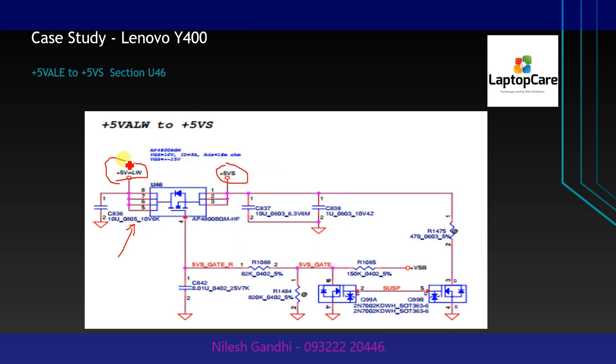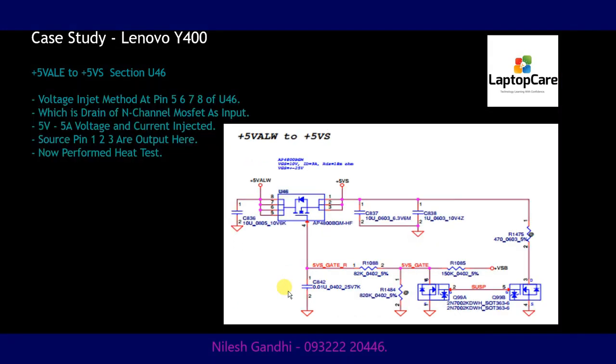So we have given 5 volt at this drain, and as the previous section is already isolated from this section, instead of getting heat or some high ampere rating, we only got 30 milliamps on our DC regulator power supply. So there was no major fluctuation in amps, but we decided to go further with this voltage injection. We continued the voltage injection and checked for a heating component on the board by hand. We did not find any heat in this particular section, 5 volt always to 5 volt Vs.